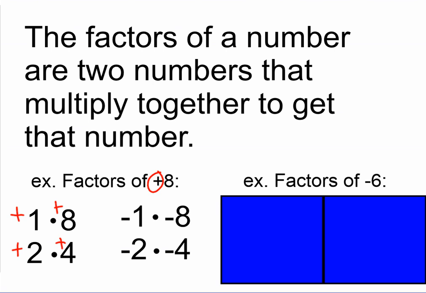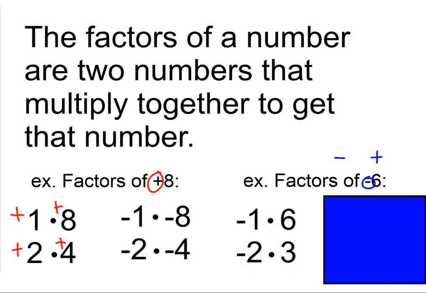Now over here, when I'm looking for the factors of -6, hopefully you can think what goes into 6: 1 and 6, 2 and 3. But then I also have to look at the sign. Because the sign is negative, I know that I need to have a negative and a positive. So the first set of factors I have are -1 times +6, -2 times +3.